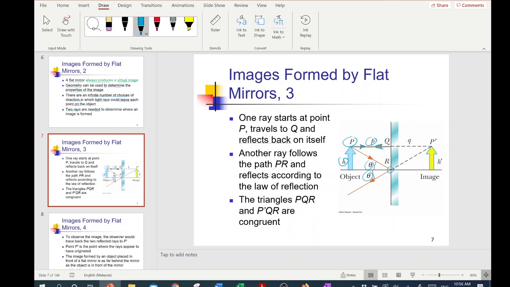If we extend the two rays, this one is going this way, but if we extend the virtual part, as well as this ray extending in the virtual path, they will appear to intersect, or appear to be diverging from this point. And this point P prime is basically the position of the image, where the distance is given by q, and the height of the image is given by h prime.